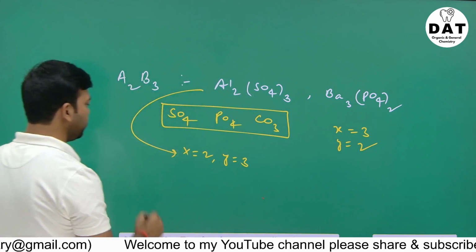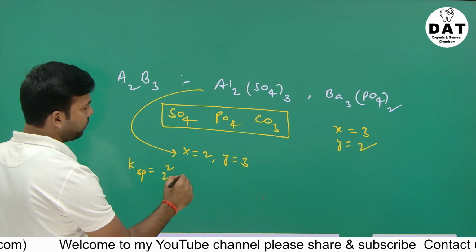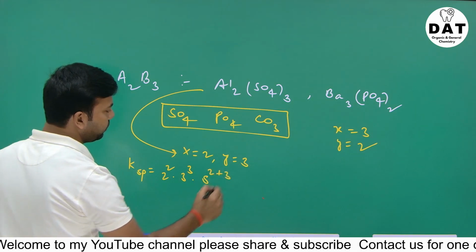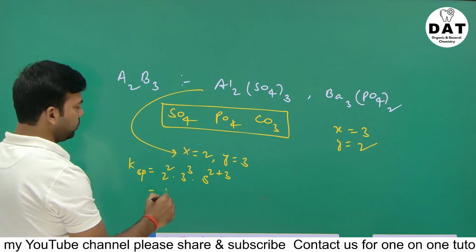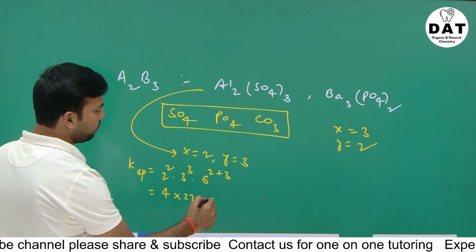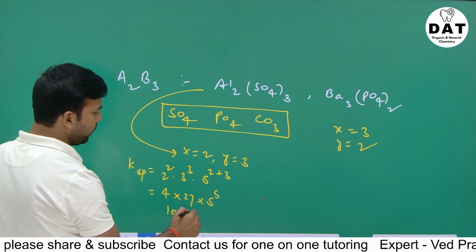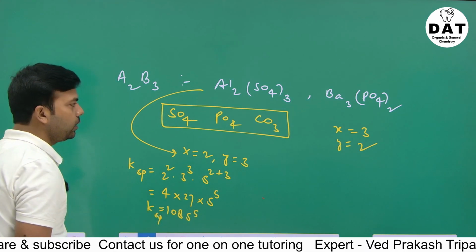So let's do this. KSP is 2 to the power 2, 3 to the power 3, s to the power 2 plus 3. You can check the calculation, okay? I am just telling you the process. So this is 4 into 27 into s5. So 108 s5, sorry, s5, that is KSP. Clear?